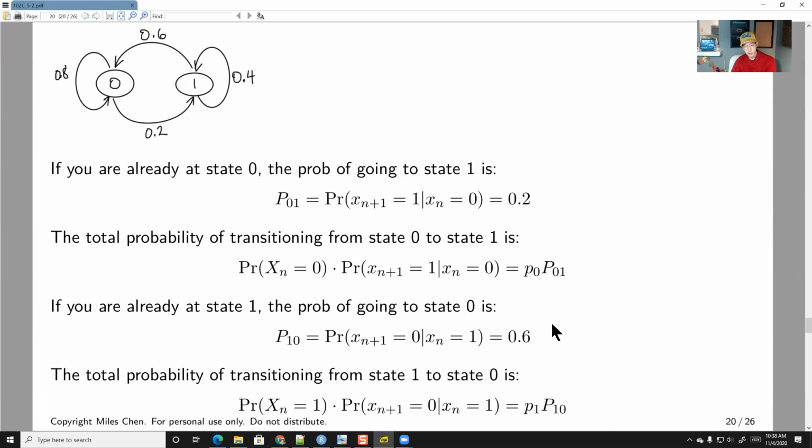Okay, so we basically want to set this thing equal to this thing, right? That's how we're going to achieve equilibrium. If the amount going from 0 to 1 is equal to the amount flowing from 1 to 0, then we'll achieve equilibrium, and we can expect everything to be the same from there.